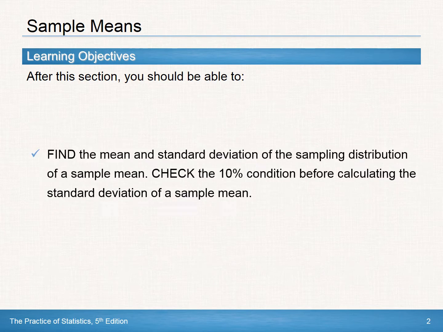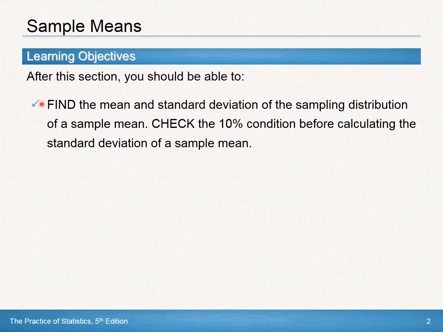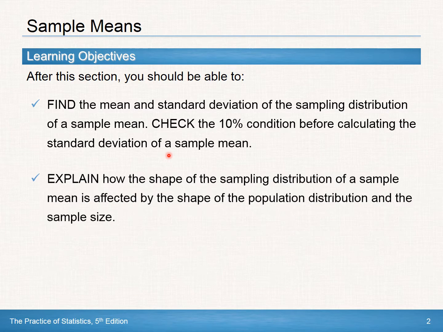All right, so after this section, what should you expect? You should be able to find the mean and standard deviation of the sampling distribution of a sample mean. So last section we did the sampling distribution of a sample proportion. Here we're doing a mean. We're going to be able to check the 10% condition before calculating the standard deviation of a sample mean. So hopefully that rings a bell. That's the same as the last section.